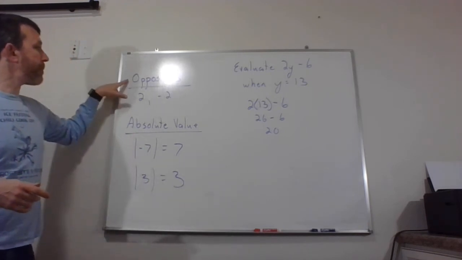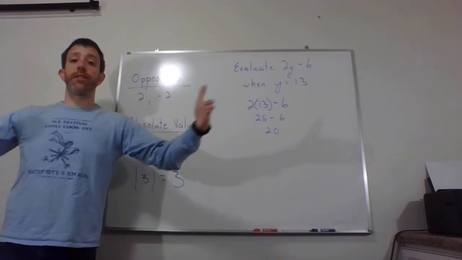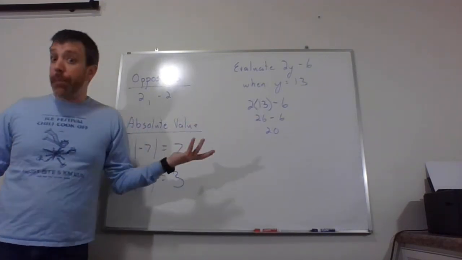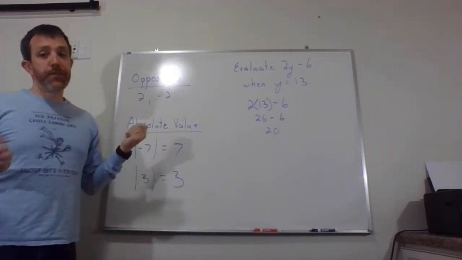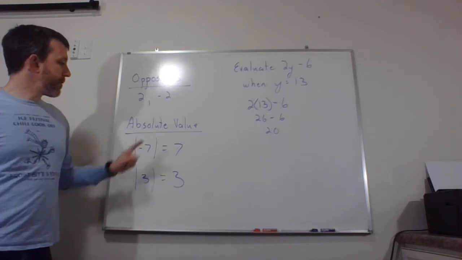All right, so opposites are numbers like 2 and -2. Basically, they're the same distance from 0, just on opposite sides. So they're always a positive and a negative, except for 0. 0 is its own opposite. So 2 and -2 will be opposites.